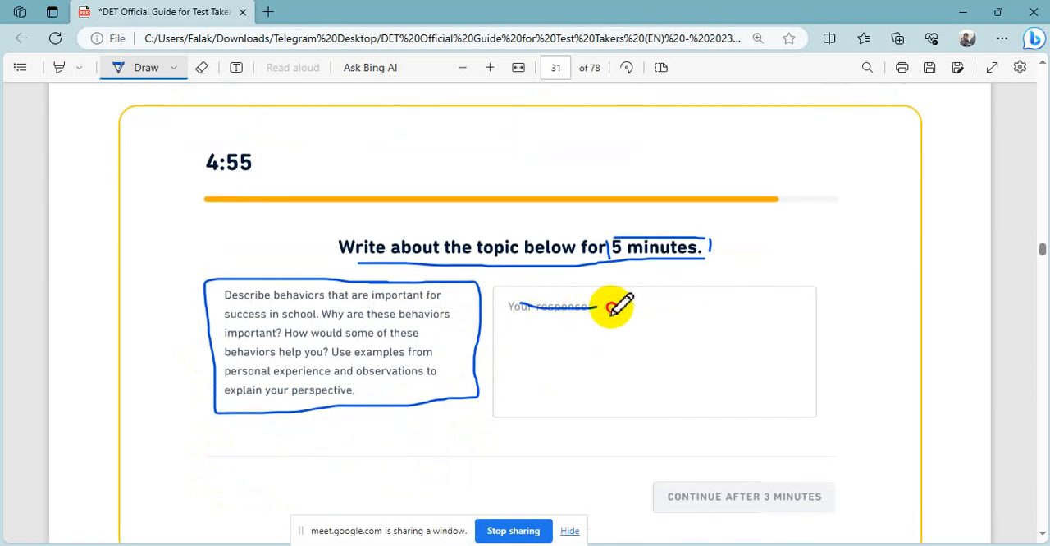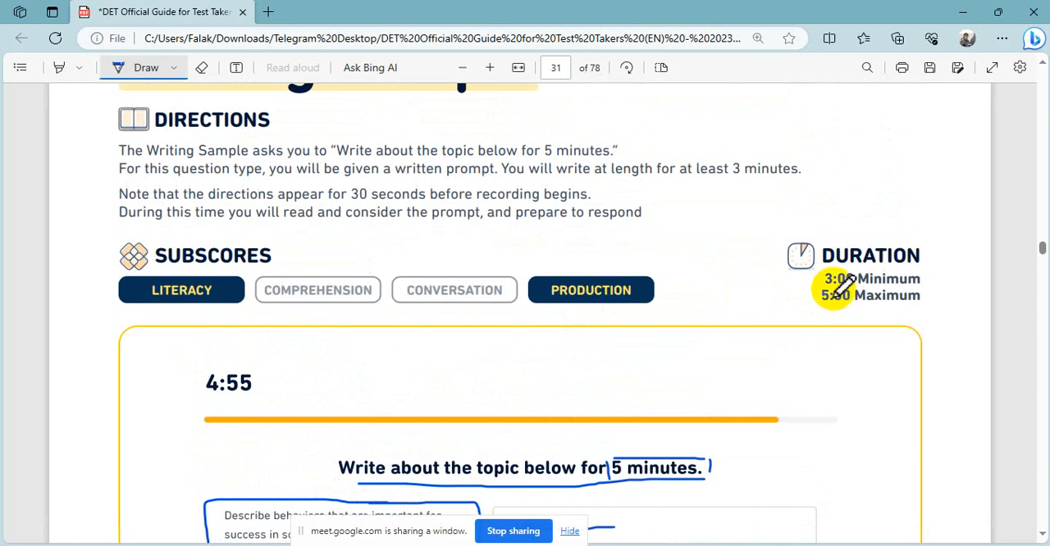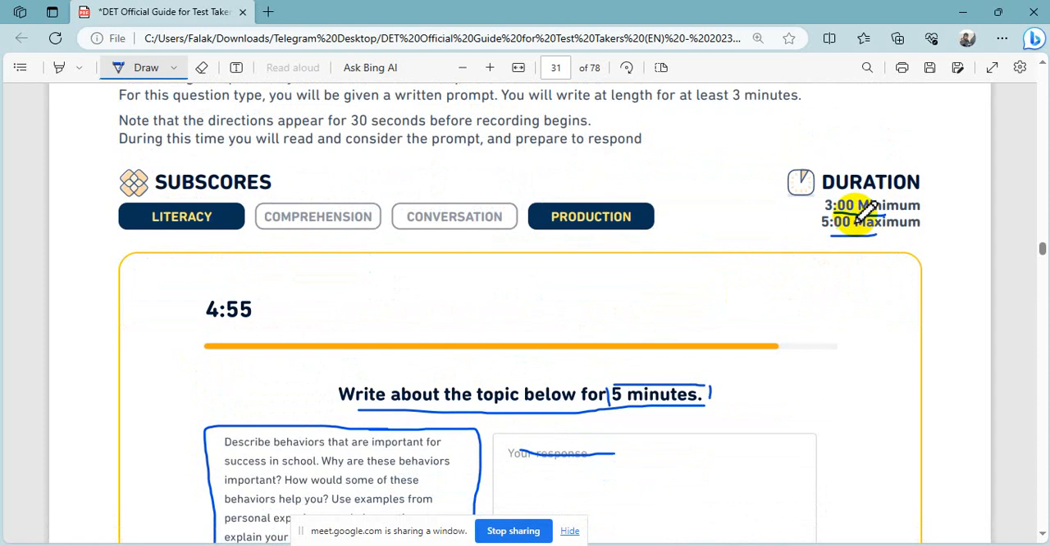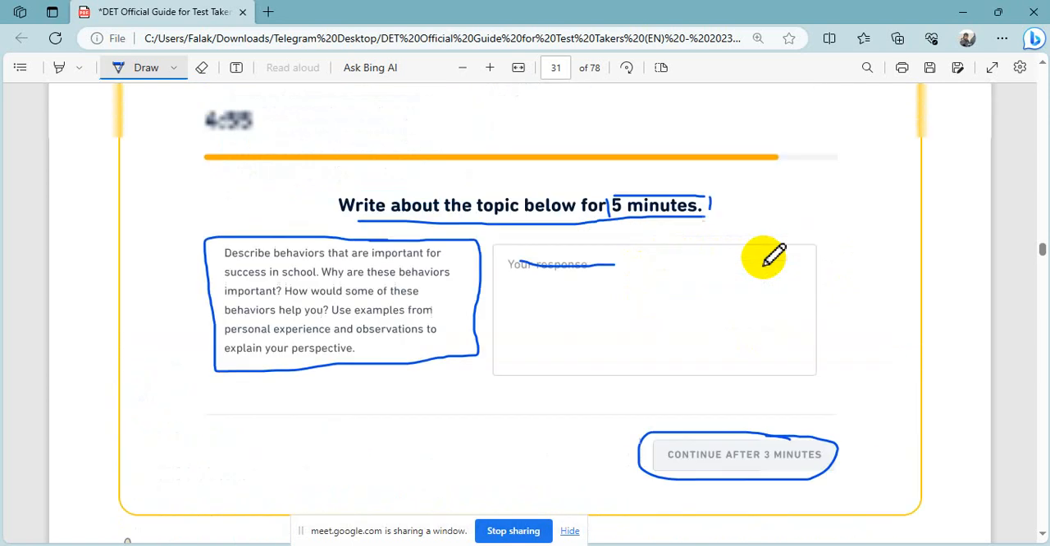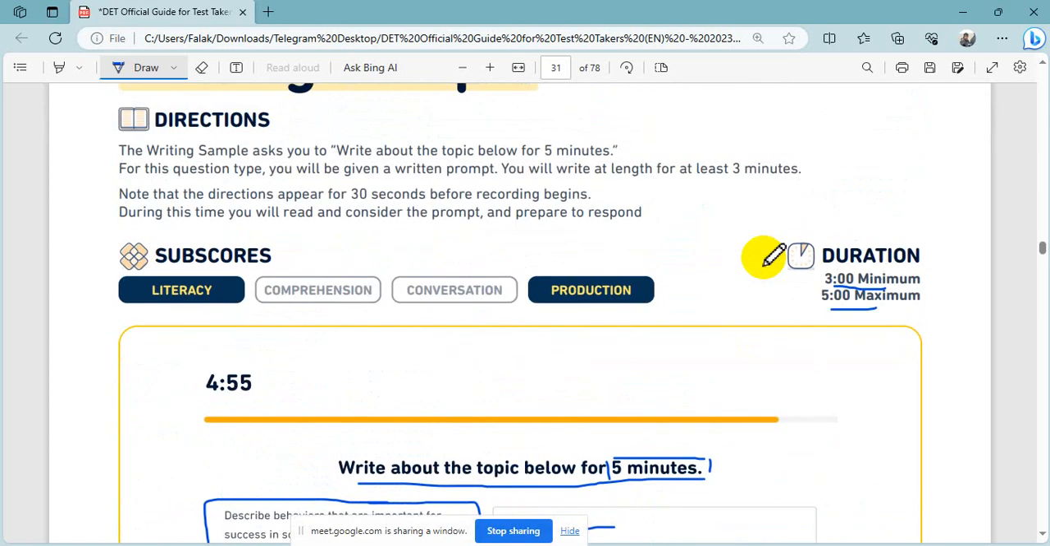And on the right side, here is a box. You can write your response. And minimum, you have 3 minutes for this question. Maximum 5 minutes. What does it mean? It means if you write for 3 minutes, this button will turn blue, and you can click on next. But please don't do that, because as much as you write, that much score you get.